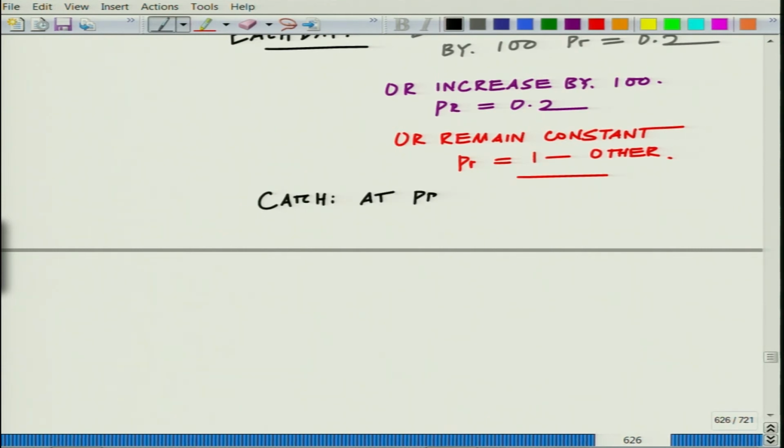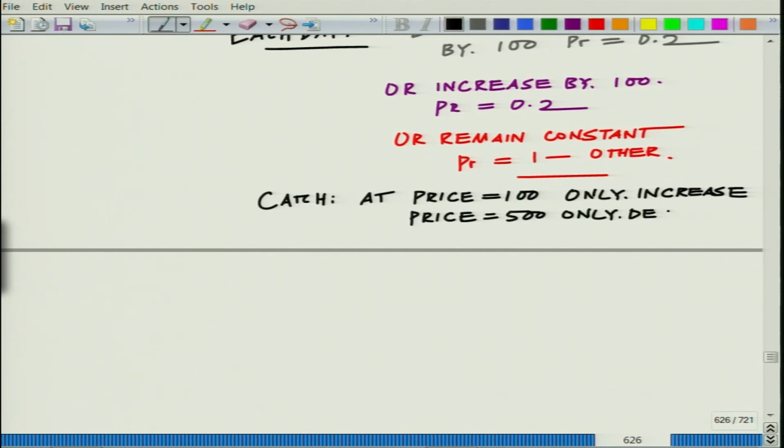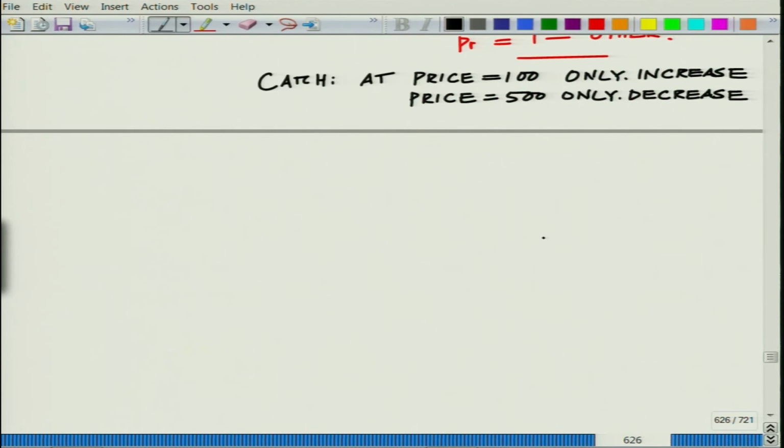At price equal to 100, we have only increase. At price equal to 500, we have only decrease. Okay, at price equal to 500, it only decreases. Now, what do we do?